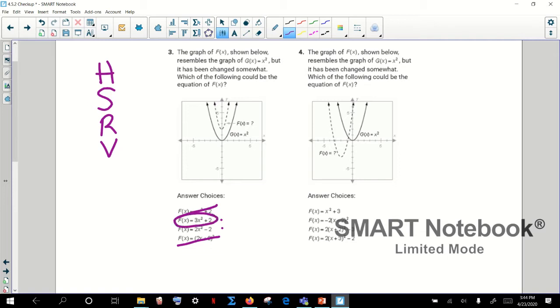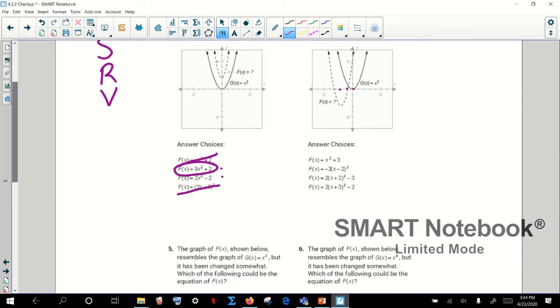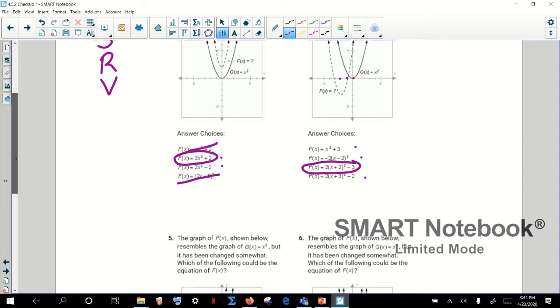Perfect. All right, so number 4, do we have a horizontal shift? Yes, it looks like we took our vertex and moved it to the left 1, 2. So which one looks like we're moving to the left by 2? Looks like it's this one, right? And that's the only possible one it could be. This is a vertical shift. This is a shift to the right. And then this is a shift to the left, but by 3. So we know it has to be that third option there.